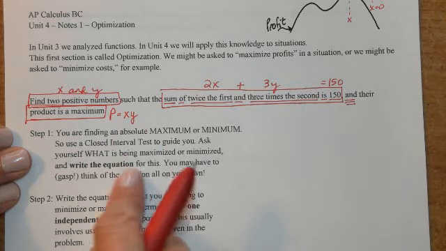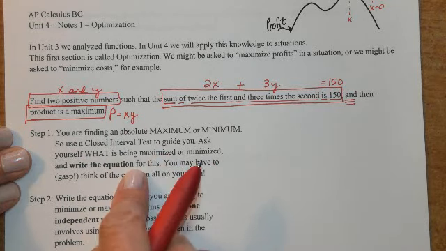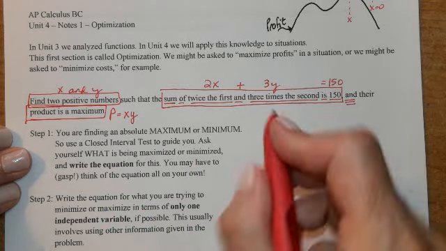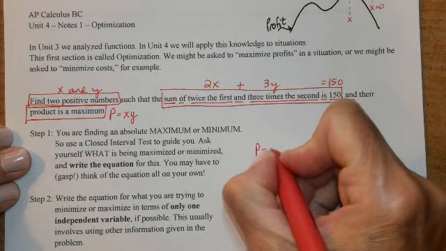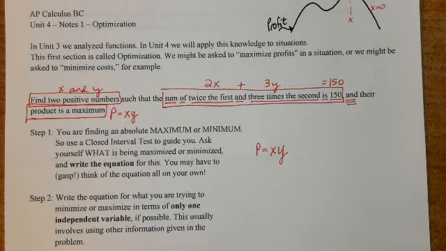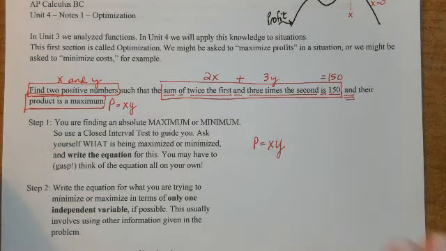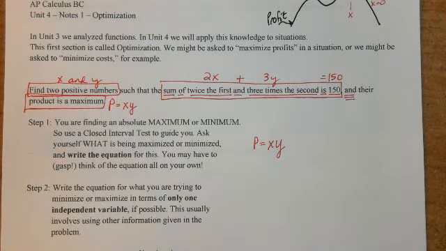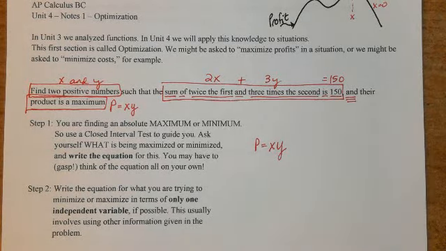That's step 1. Write an equation for what is being maximized or minimized. So our equation for what is being maximized here is the product. So product equals x times y. Sometimes you're maximizing volume, so it better say V equals. If you're minimizing area, A equals, things like that. If you're minimizing cost, maybe C equals. So always write an equation for what you're trying to maximize or minimize.